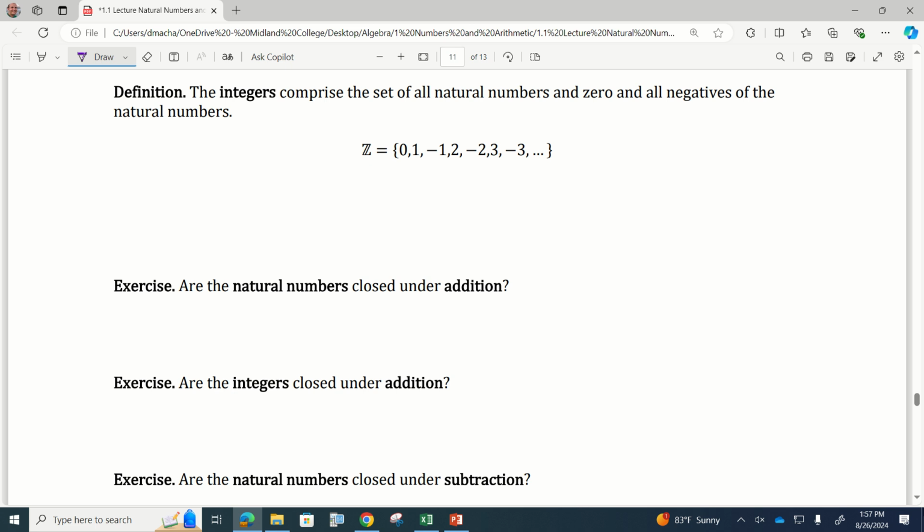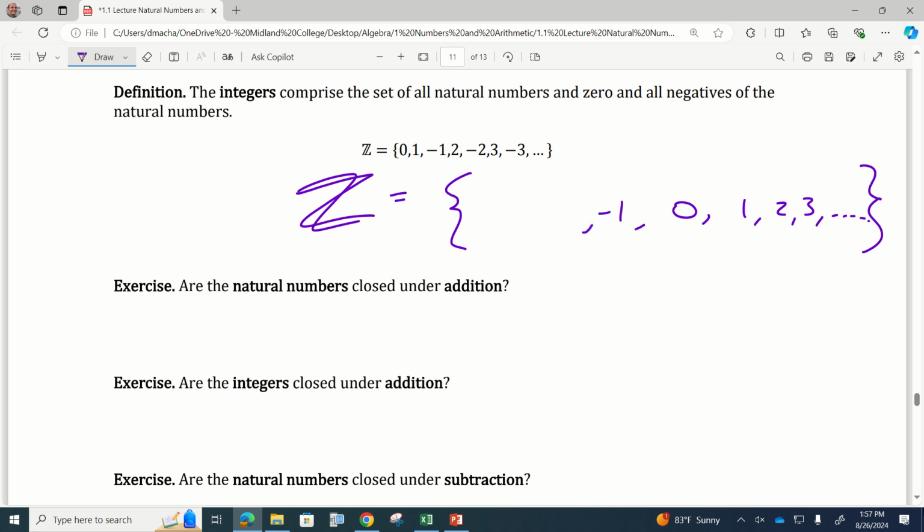So, almost done here. We've got integers. Integers have a symbol that's internationally recognized, the double-struck Z. And I wrote it kind of silly in my notes. But this is the set of all of the natural numbers. We always include 0 when we're talking about the integers. And it's also all of the negative natural numbers. So it goes out to infinity and negative infinity in both directions.